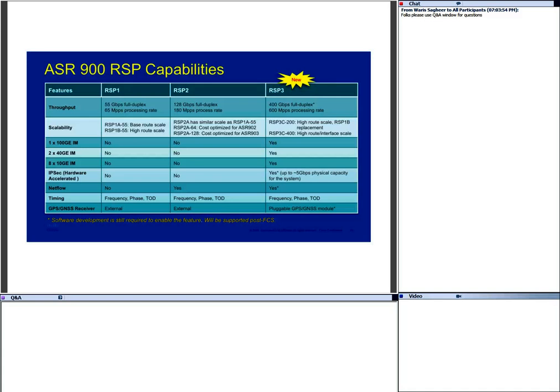So when we get to the scalability part, it will become more obvious how we have taken a big leap in terms of scalability as well, with IPv4 routes, MAC address table, and all those things. It will be more evident how the scale has gone really high with RSP3. And let's skip the IMs because I talked about the IMs. All the new IMs are supported only in RSP3.